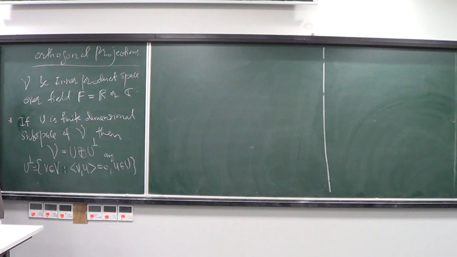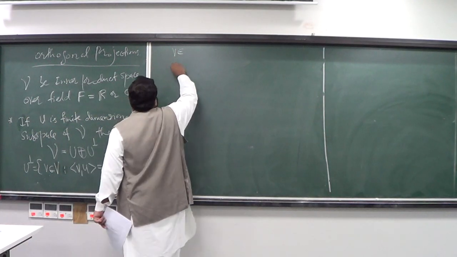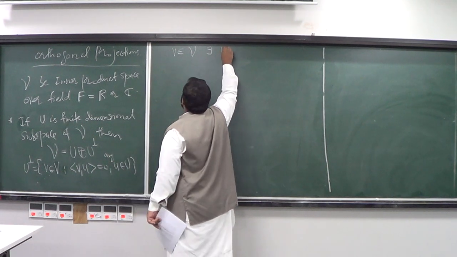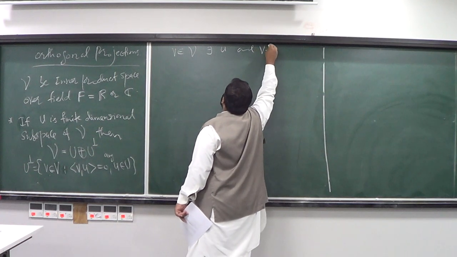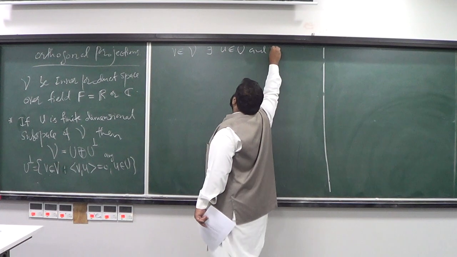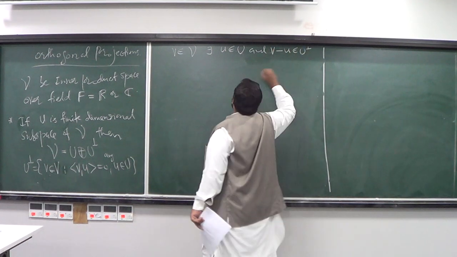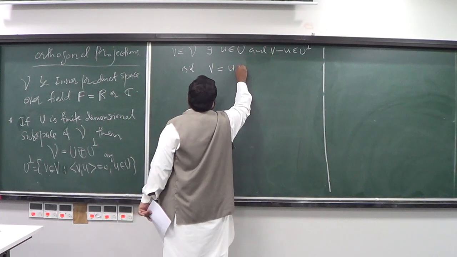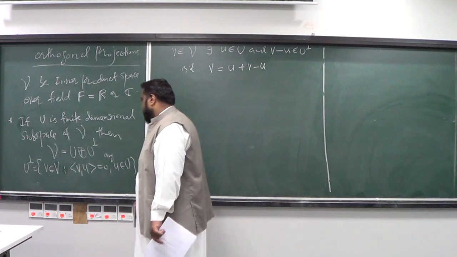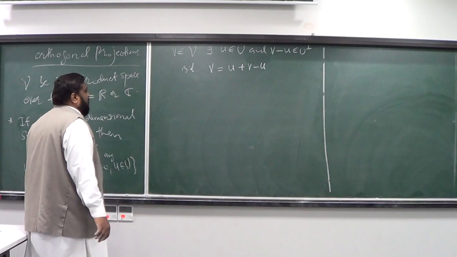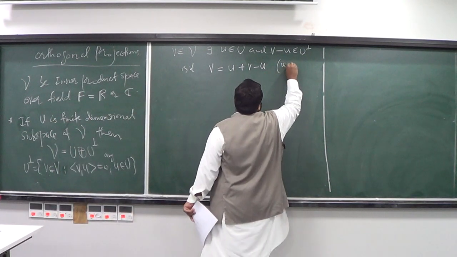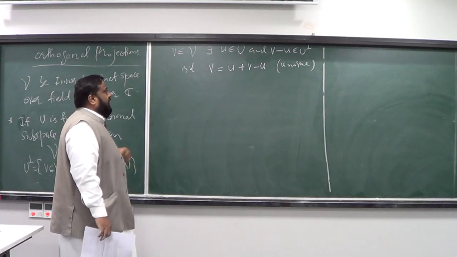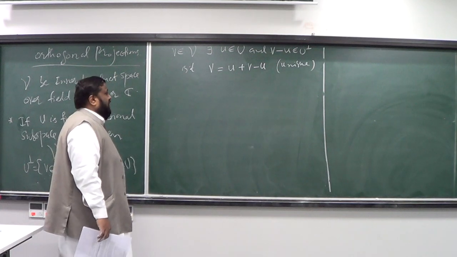One of the consequences of this result is that if you take an arbitrary vector V from the space, then you can always find a vector u from U and a vector V minus u from U perp such that V can be uniquely written as u plus V minus u. This representation is really unique. For every V, you can find a unique u such that V can be written as u plus V minus u, where u is from the subspace U and V minus u is from the orthogonal perp.